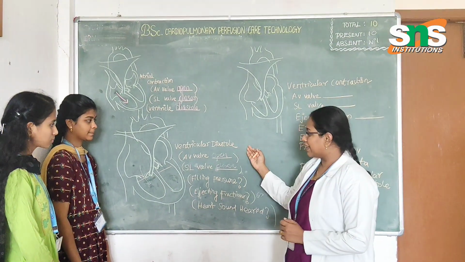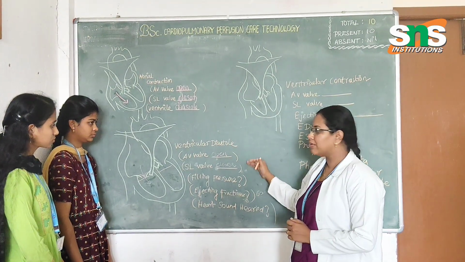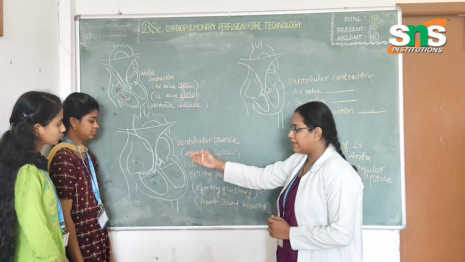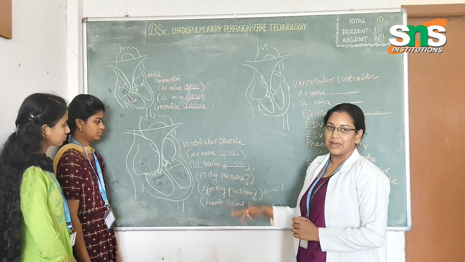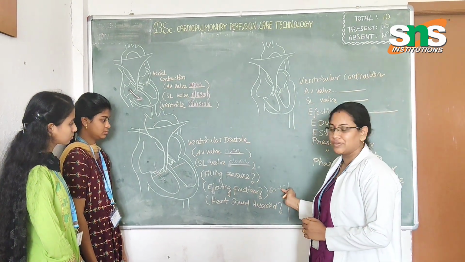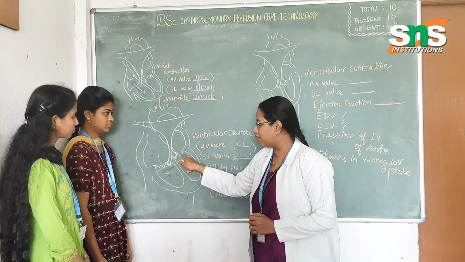So diastole means relaxation. That is what we have seen. That means our semilunar valve is already closed and the AV valve is open. The filling pressure increases more than the aortic pressure. Then ejection happens. In ejection, the fraction is 60 to 65%, and the heart sound that we heard is S1, that is, closure of the AV valve.